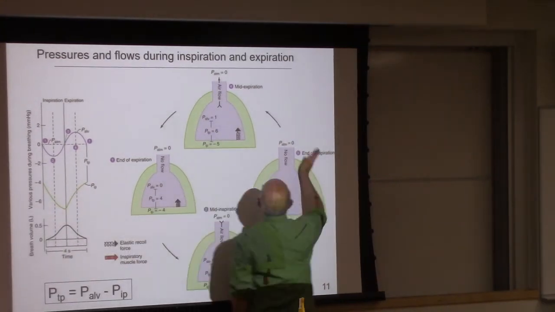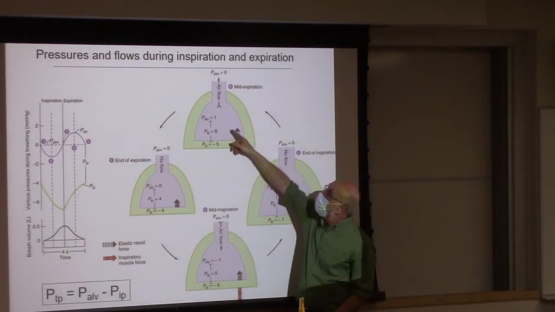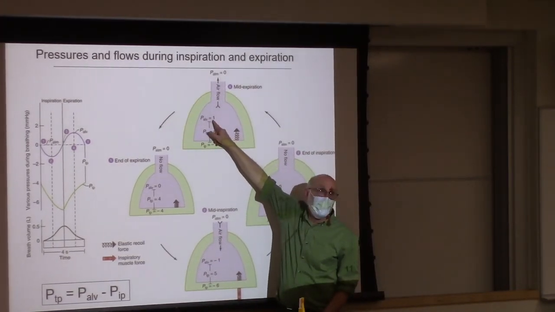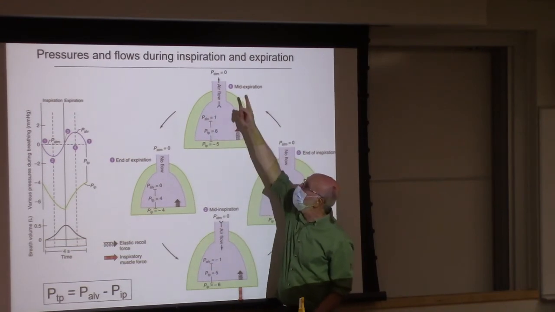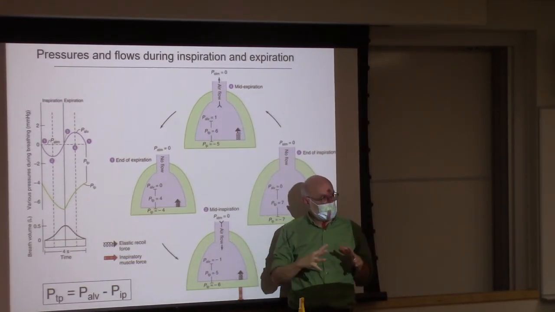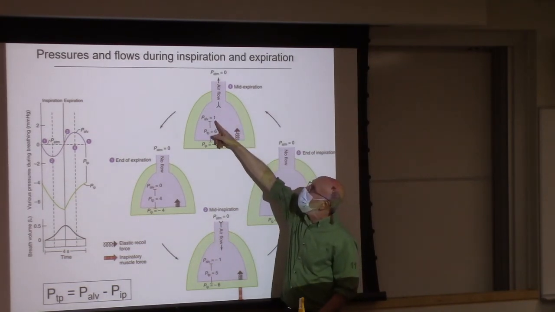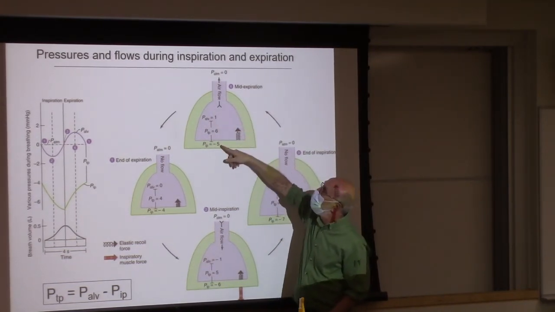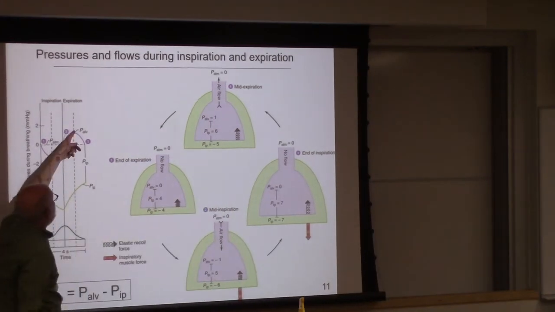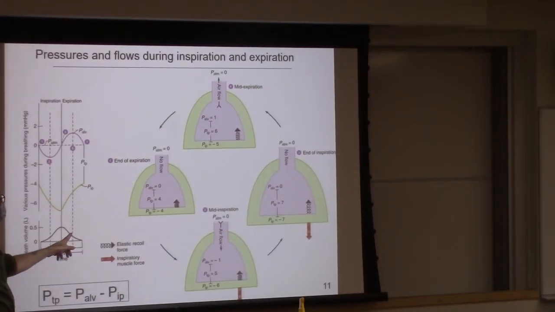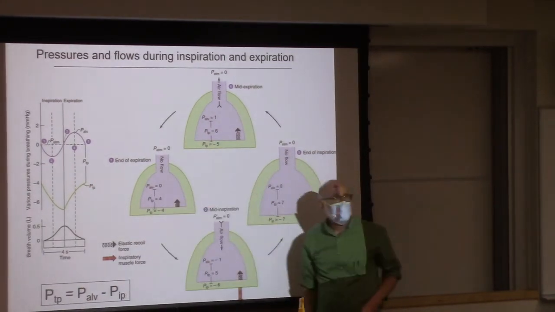Now we exhale. The muscles are no longer pulling. The ribs are allowing collapse. The lungs tend to collapse. We generate positive alveolar pressure, and air flows out. Positive pressure because the chest is pushing on the lungs, and because the lungs tend to collapse on their own. Positive alveolar pressure, negative intrapleural pressure, but less negative. Positive alveolar pressure, air flow, less negative intrapleural pressure. And then that's the cycle. Then we go back to where we were at the end of expiration.